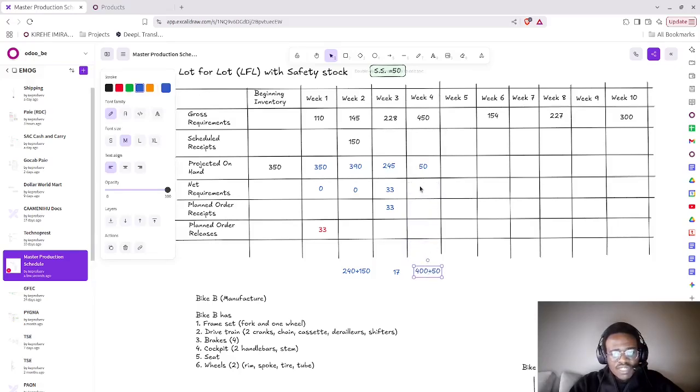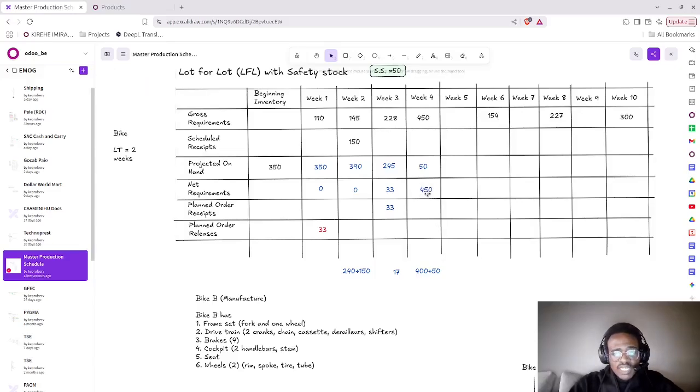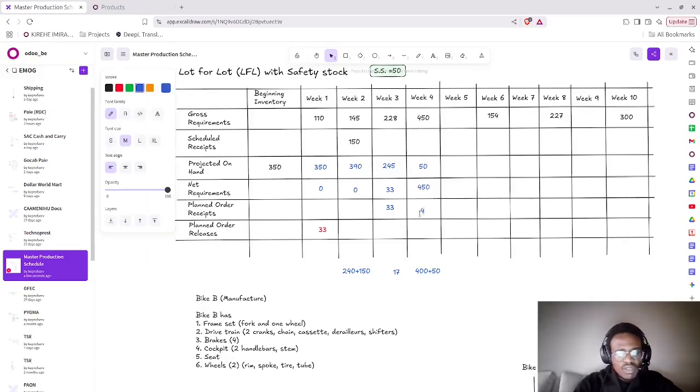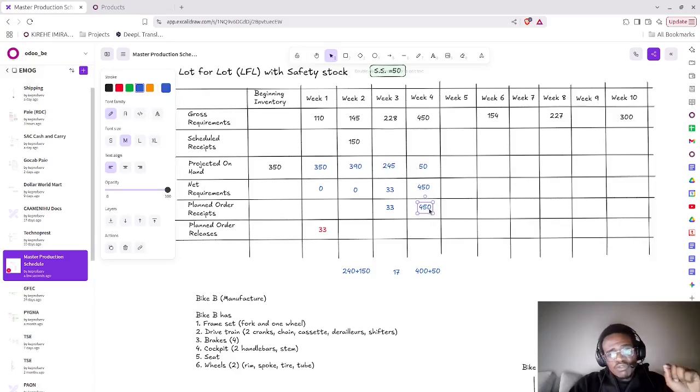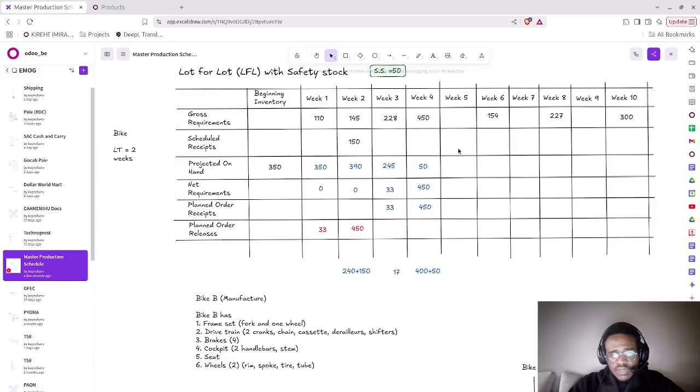So that's our rough work. This is basically what we require. So if we require 450, it means that we must plan to receive the 450 bikes in week 4, and for us to receive it in week 4, there must be a planned order release in week 2. Yeah, that's right. So these bicycles must be sent from the supplier in week 2. That's 450 bicycles. So let's go on forward.